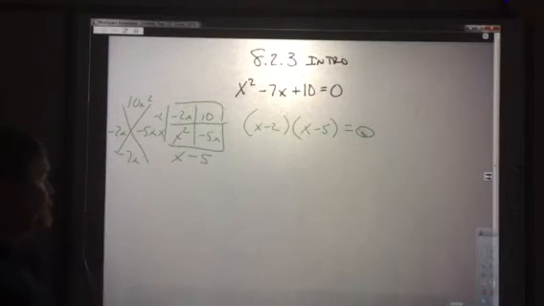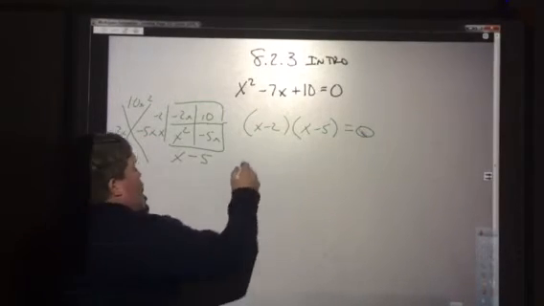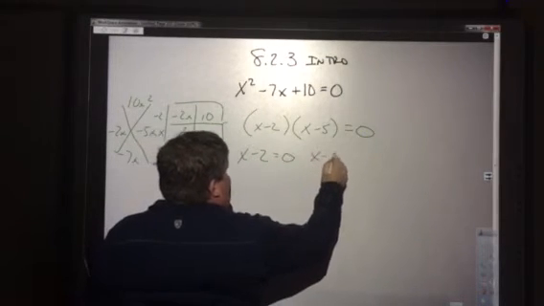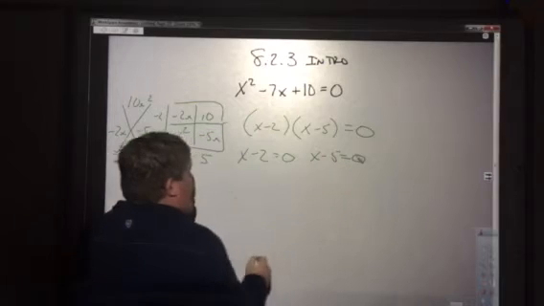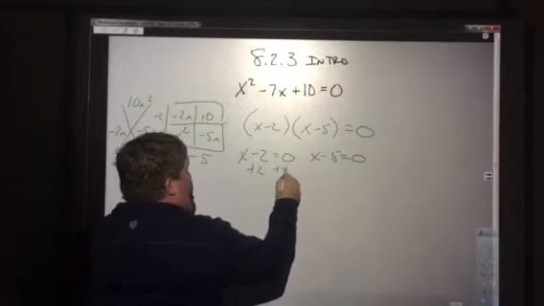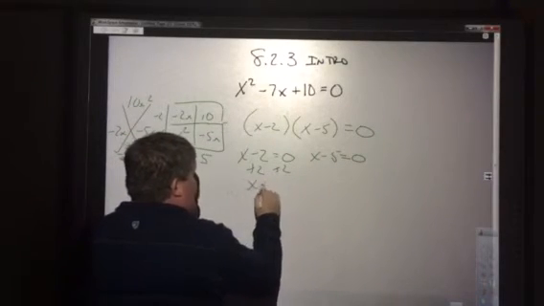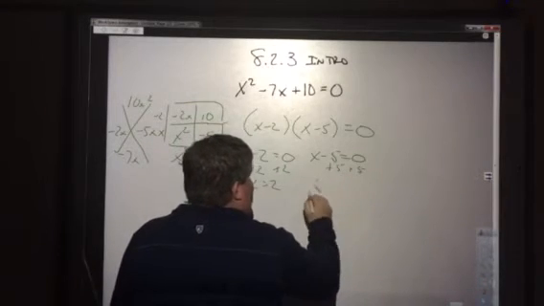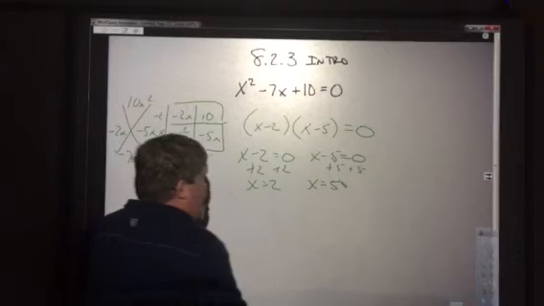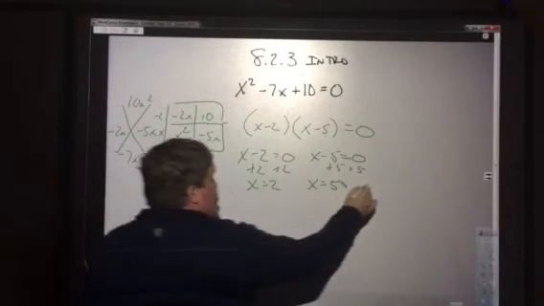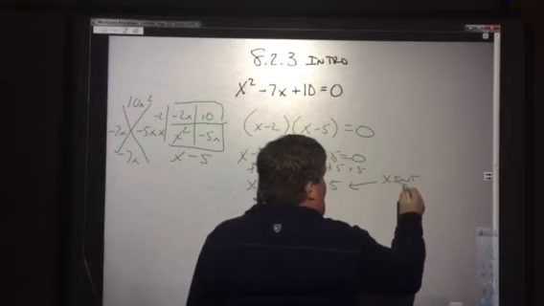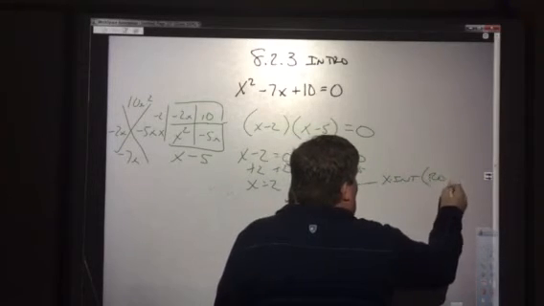is equal to 0. So again, to find our x-intercepts, our roots: x minus 2 is equal to 0, x minus 5 is equal to 0. Add 2 to both sides, x is equal to 2. Add 5 to both sides, x is equal to 5. Now these are x-intercepts, also going to be called roots.